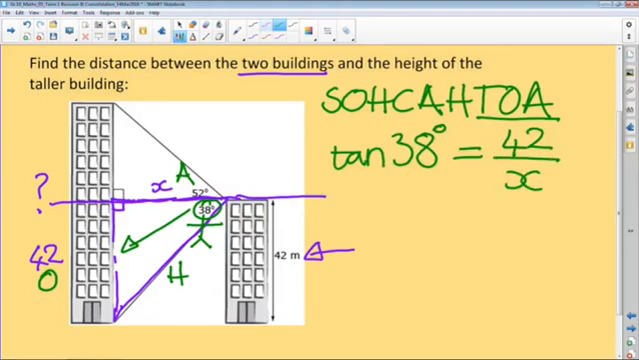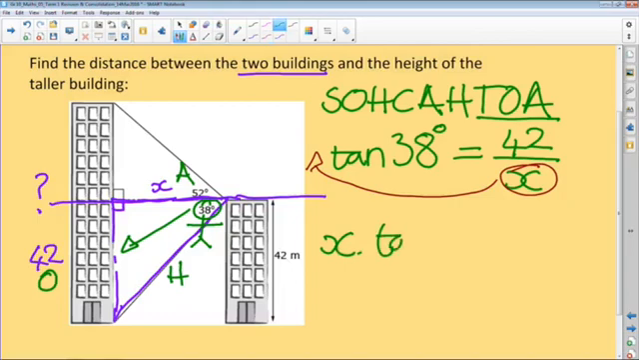Okay, and now I need to do a little bit of mathematics, because the x, I need to get that x alone. And the only way I can get it alone is by shifting her around a little bit. So I'm going to multiply both sides by x, giving me x times tan of 38 degrees is equal to 42.